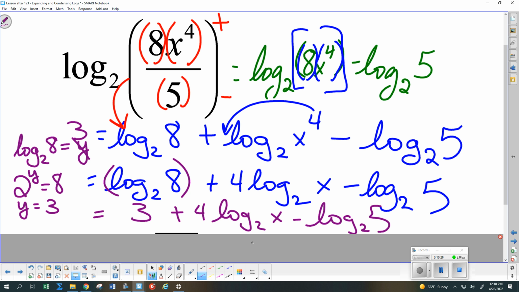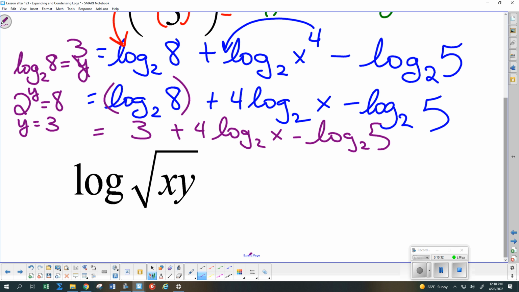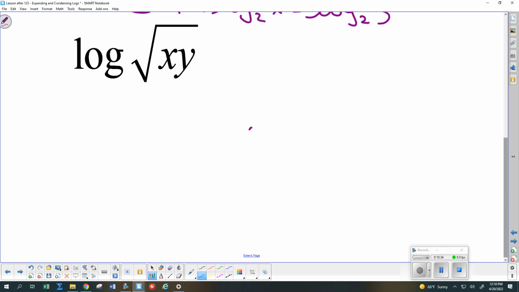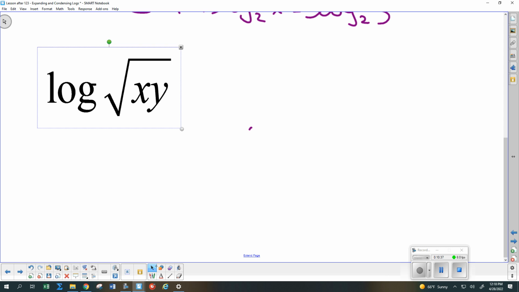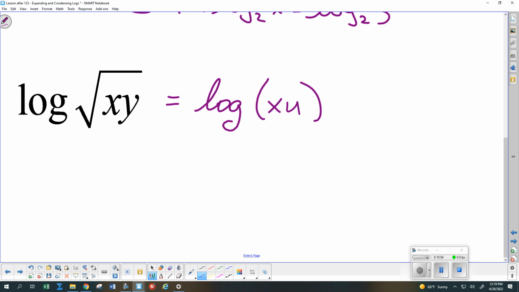Okay, let's do another one where we expand, and then we'll do some where we condense. All right, so I've got a square root, and remember we said one of the things would be to rewrite that instead of using a square root sign. What would I do with the square root? How can I write square root as an exponent? What would I do, Austin?